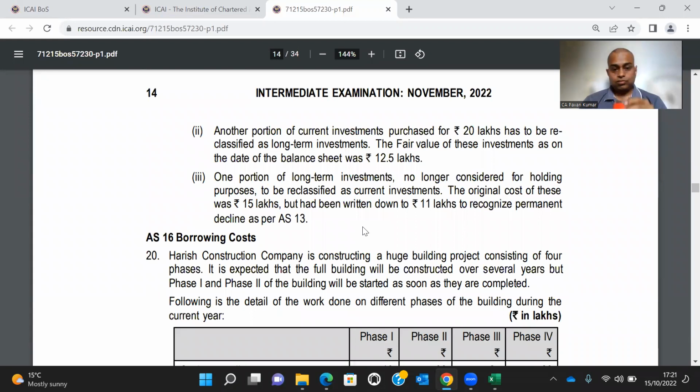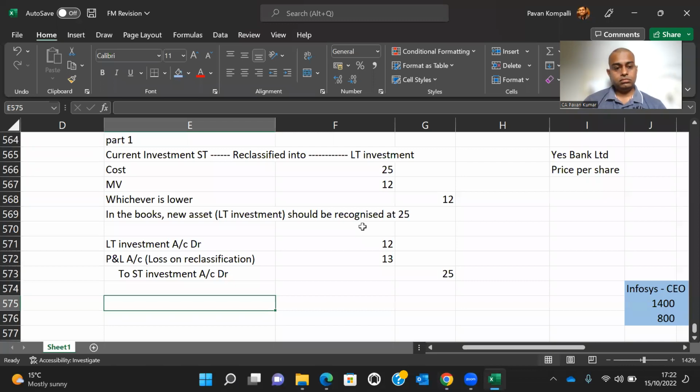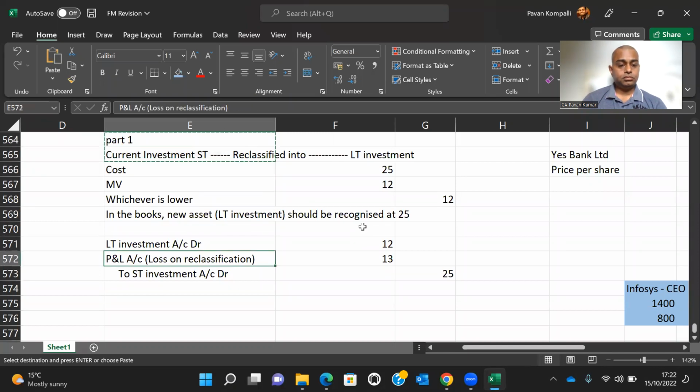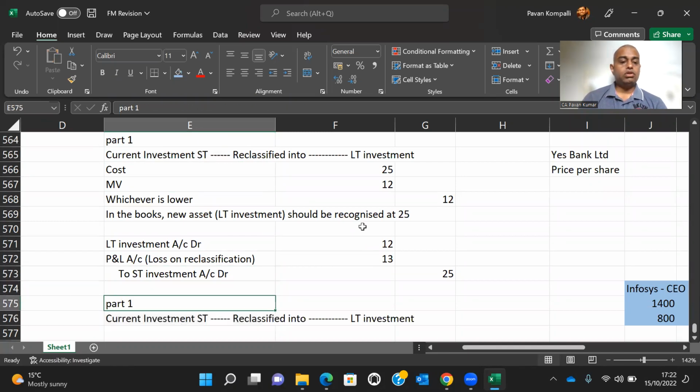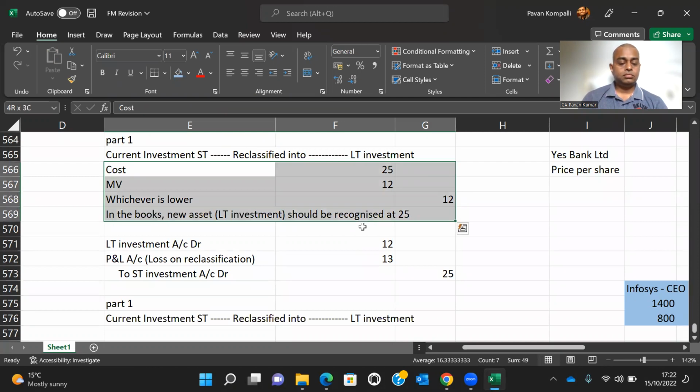Yes, sir. Another portion of current investment purchased for 20 lakhs has to be reclassified as long-term investments. The fair value of these investments as on the date of the balance sheet was 12.5 lakhs. Simple. You tell me the answer. Kavi, either you tell me or someone tell me. Is it the same case as part 1? Current investment reclassified into long term. Can I say this is also the same? Yes, sir. Okay. Now tell me cost or fair market value, whichever is lower.